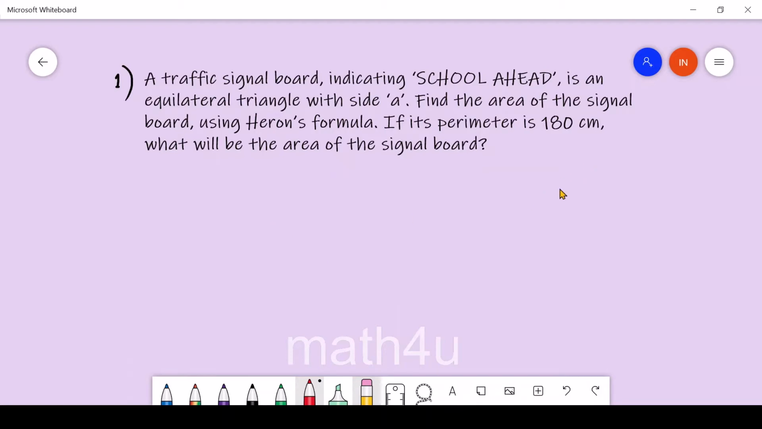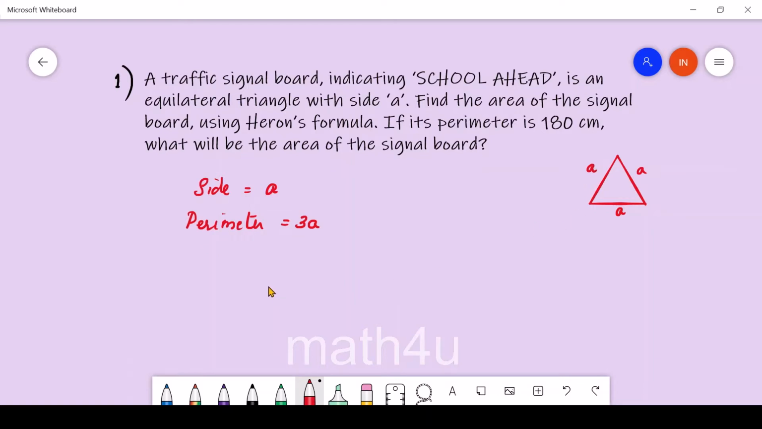So it is given clearly that it is an equilateral triangle. So I'm going to draw here an equilateral triangle with side A. All the sides are equal, we know. So the side of the signal board will be equal to A. What about the perimeter? Therefore, we can say that the perimeter is equal to 3 into side, that is 3A. Perimeter means the sum of all the sides, right?